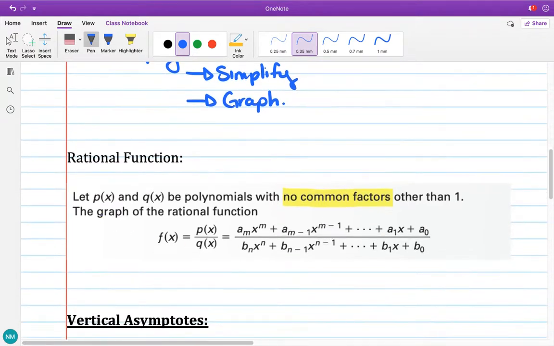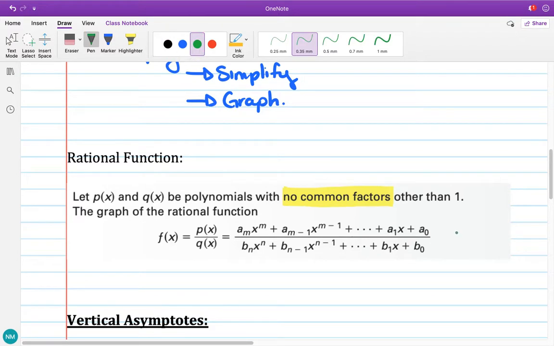Okay, so no common factors. That is, again, key. So other than one, there's always going to be a common factor. One will always be a common factor between any two numbers or polynomials. So p of x and q of x, and it's going to be p of x over q of x. What has to be true with this?